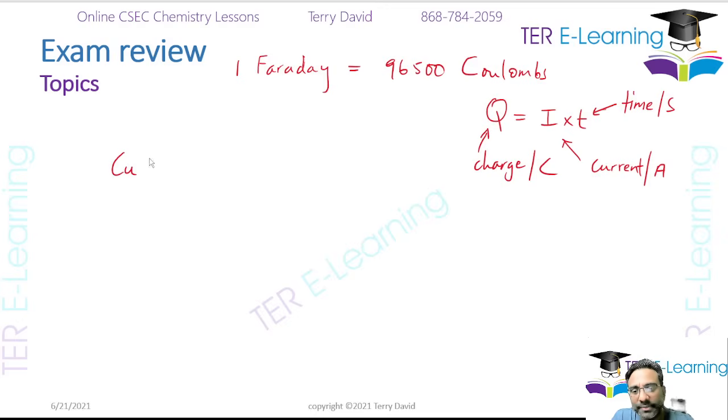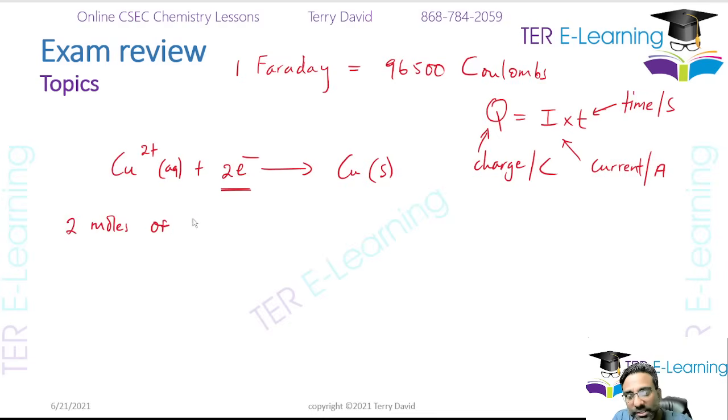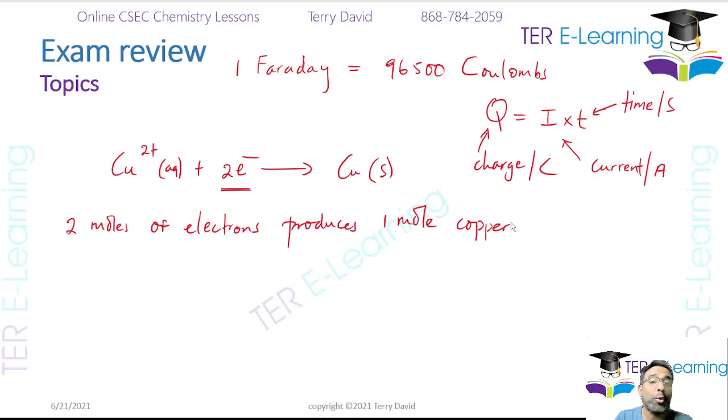Let's talk about copper. Let's say you have Cu2+ aqueous, plus 2 electrons, produces copper solid. That half equation tells me something. You see this 2 in front of the electrons? That tells me that 2 moles of electrons produces 1 mole of copper. I can tell that from that equation. There's a 2 in front of the electrons, so that's 2 moles. You're not seeing a 1 in front of the copper, but we know there's a 1 there. We don't normally write it, but it's there. So 2 moles of electrons produces 1 mole of copper.